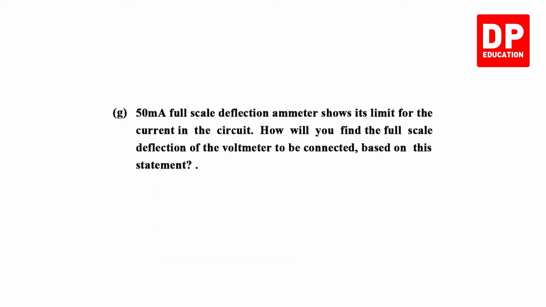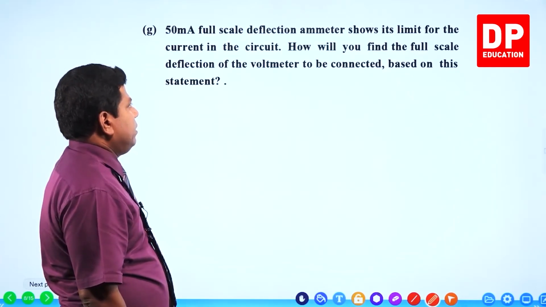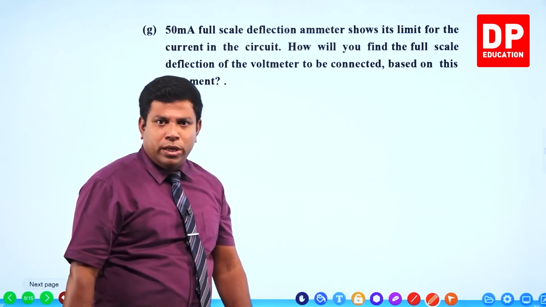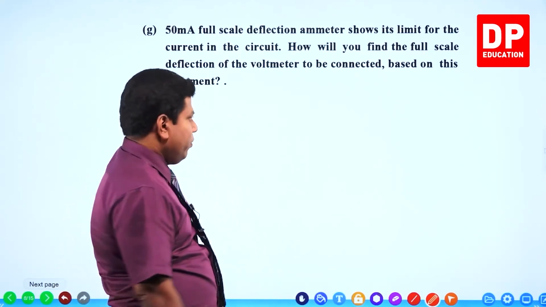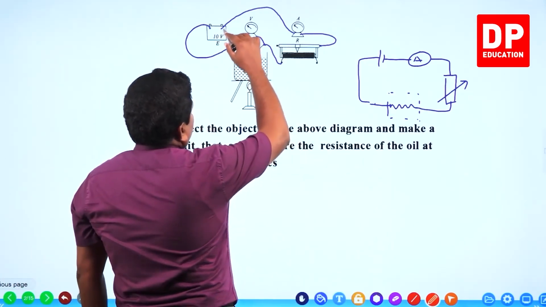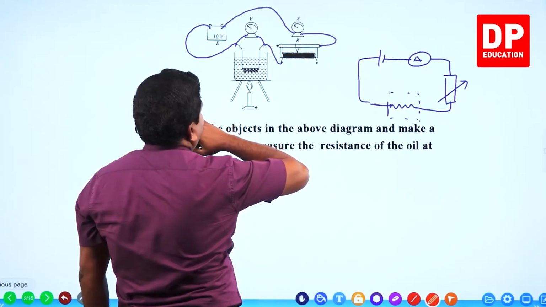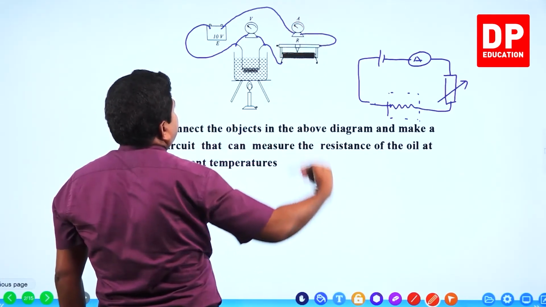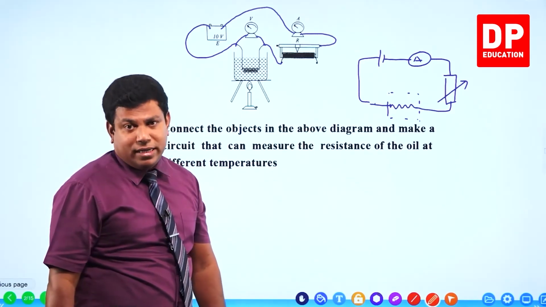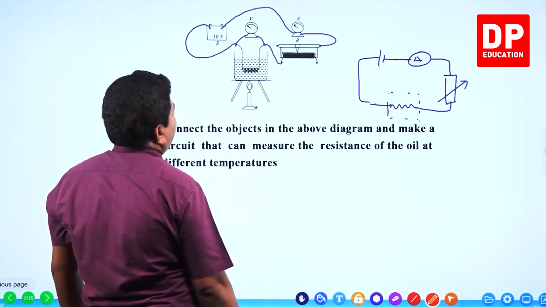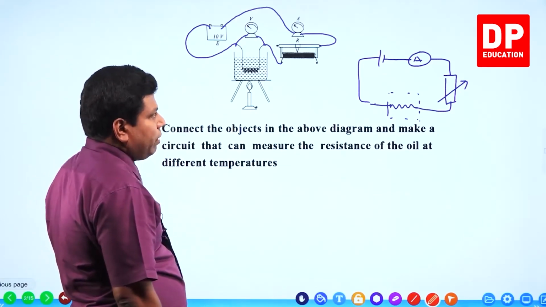The 50 milliampere full scale deflection ammeter shows its limit for the current in the circuit. How will you find the full scale deflection of the voltmeter to be connected based on this statement? So when the current goes, it shows the maximum, the full scale. We'll go back and see here in the circuit. When the current goes through here, the ammeter shows the full scale. That means 50 milliampere is going to be the current. It shows the limit, that means the maximum current, 50 milliampere. So when 50 milliampere goes through the circuit, they are asking how will you find out the full scale deflection of the voltmeter.